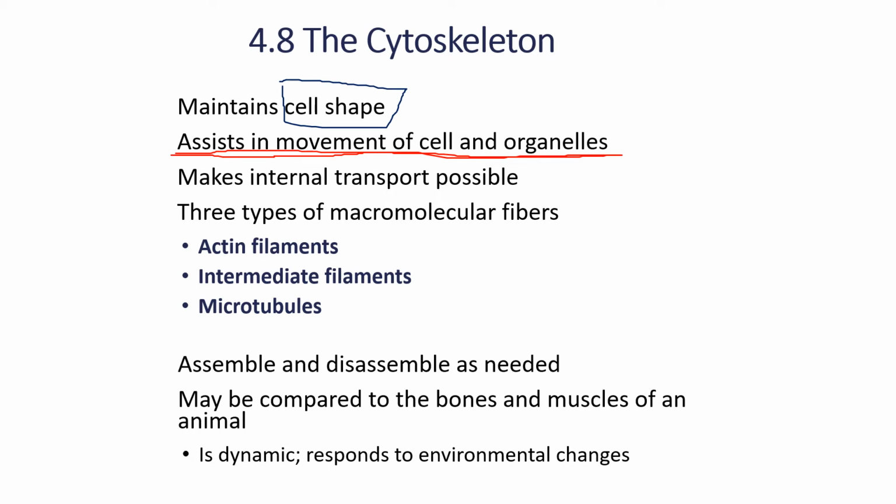There are 3 types of cytoskeletal fibers. These are actin, intermediate, and microtubules. I would call these microfilaments, but the main one is actin. And then the rest of these names I will be consistent with. So microtubules and intermediate filaments.